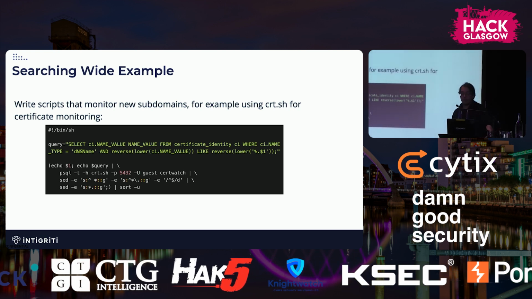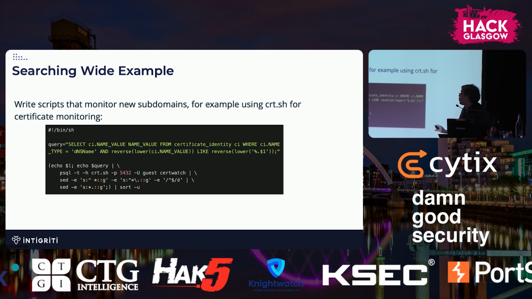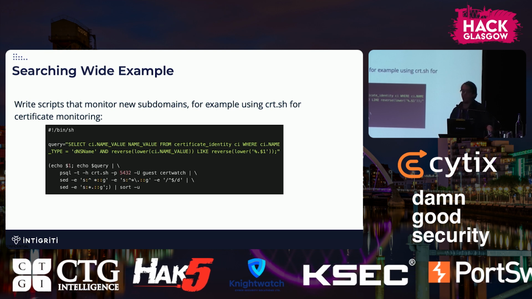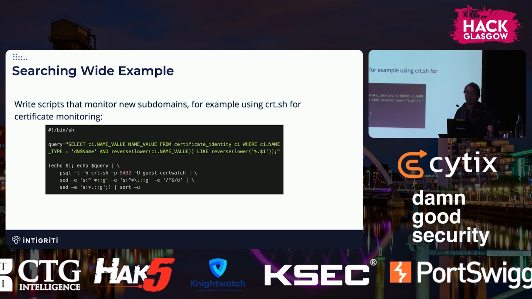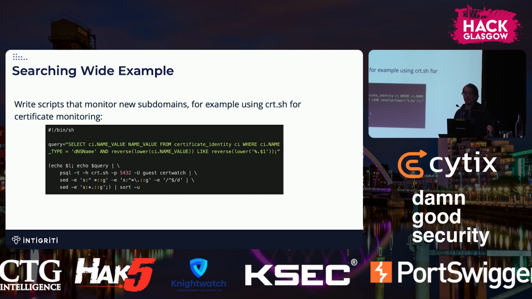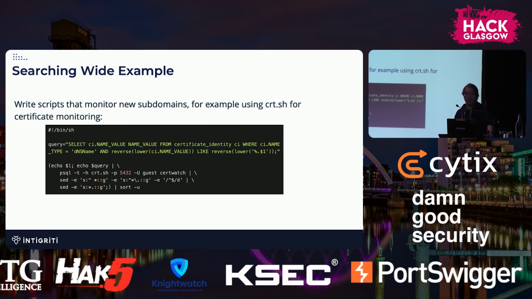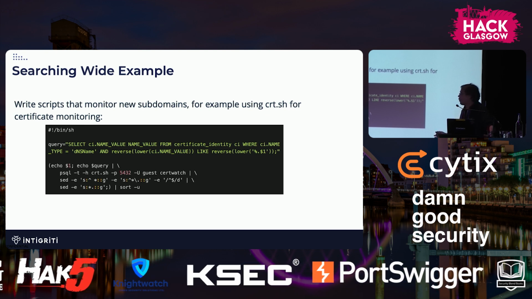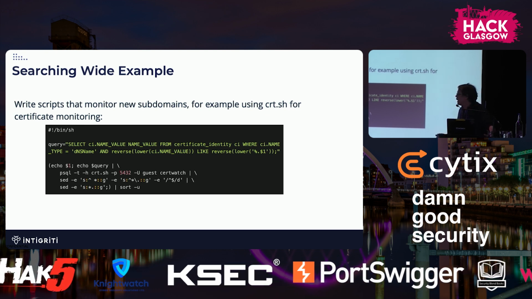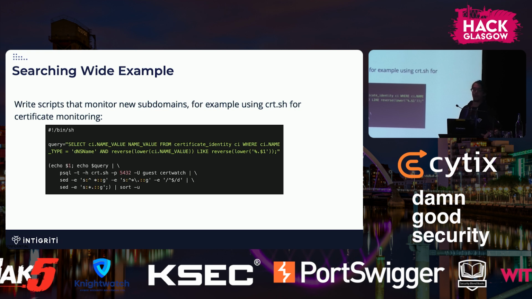It monitors for new subdomains. In this case, it's using cert.sh for certificate transparency monitoring. So when a new SSL certificate comes online, we can see that for the asset that we're targeting, a new subdomain has been created. And if you want to automate this, you could run this in a cron job, have it running frequently. You could pipe the output to some kind of notification tool.